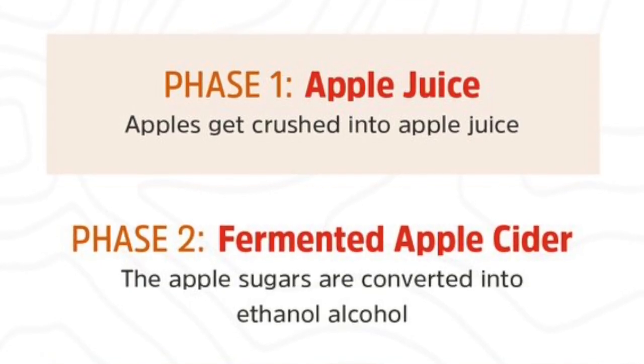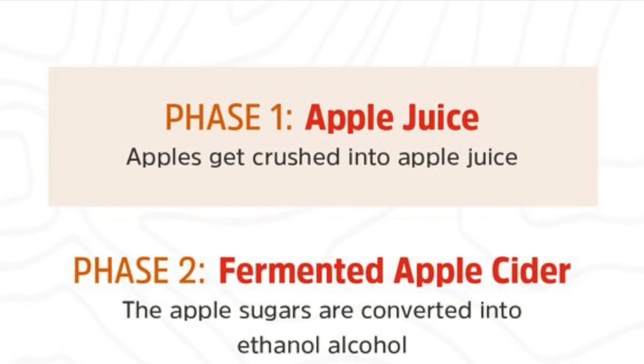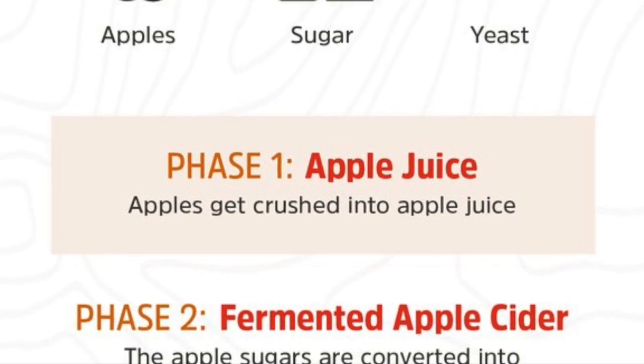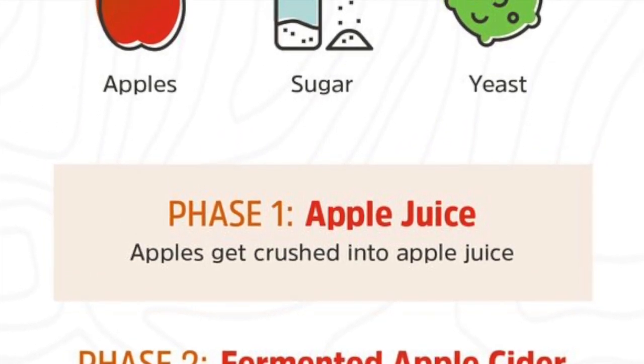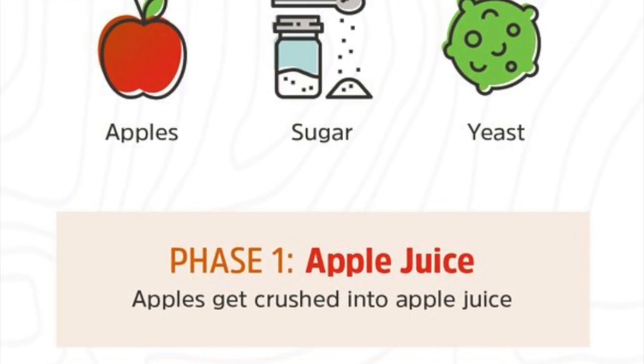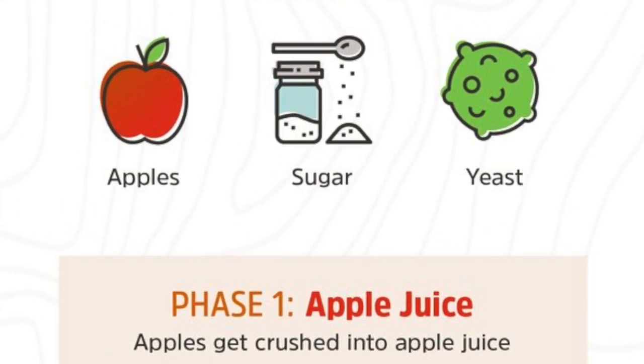In this lab, yeast and bacteria will be used to ferment apples and sugar. Yeast will ferment the sugar into alcohol. That alcohol will be later fermented by the bacteria into acetic acid, which will produce the vinegar.